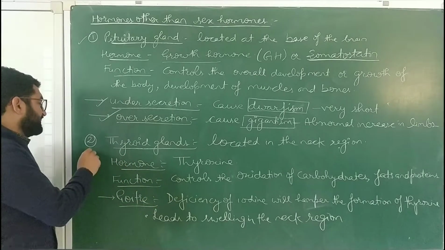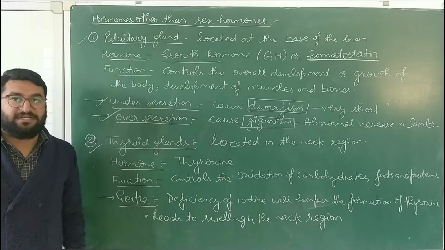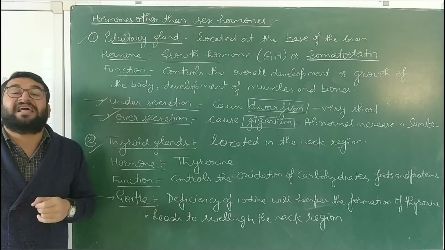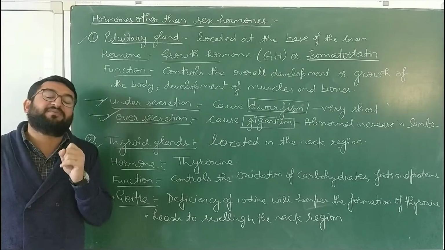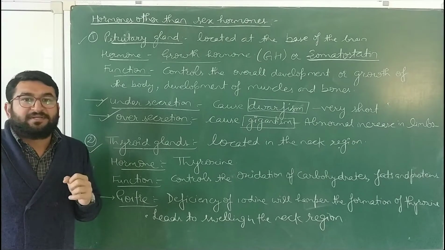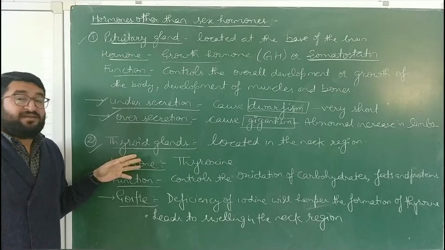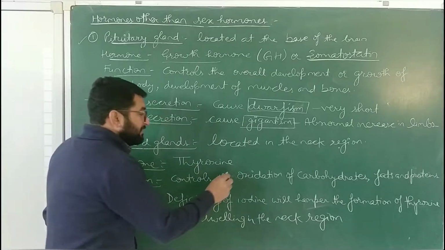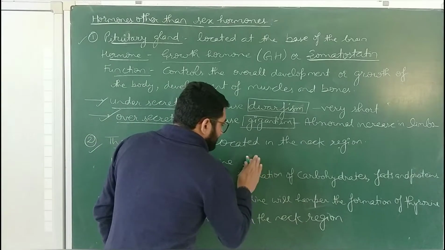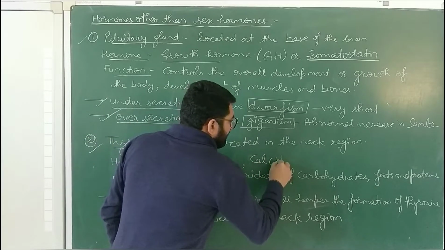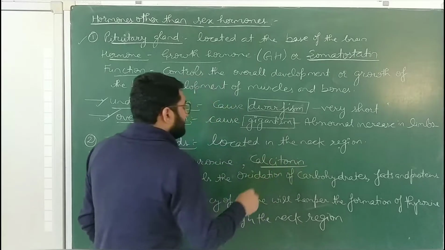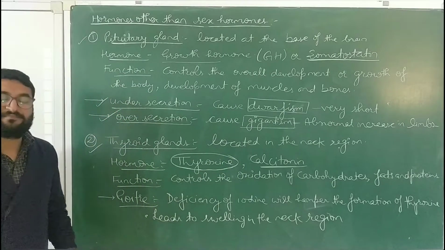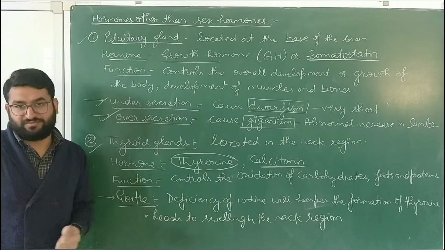The second gland we have to discuss is the thyroid gland. This gland is present in the neck region near the larynx. Larynx is the voice box; we discuss that in the sound chapter. The thyroid gland releases two hormones. One is thyroxine and the other is calcitonin. Calcitonin is not part of your class 8th syllabus. We are going to discuss only thyroxine. It is also known as T3 hormone.